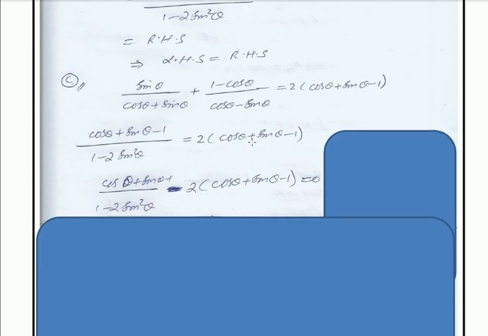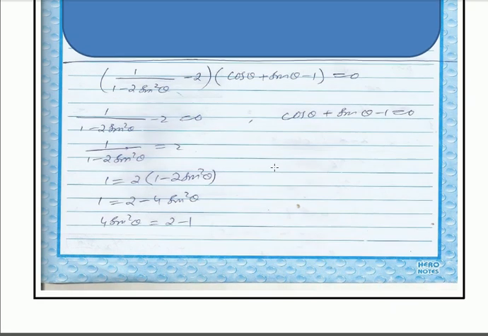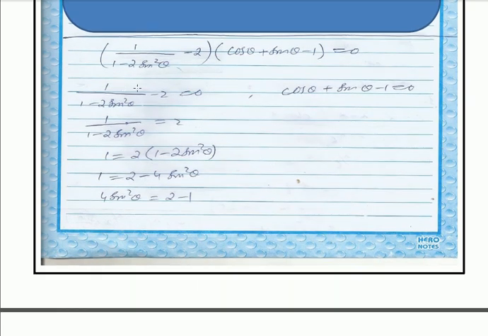In part C, as given, sin theta over (cos theta plus sin theta) plus (1 minus cos theta) over (cos theta minus sin theta) equals 2 into (cos theta plus sin theta minus 1). So we shall use the part which we have solved earlier. By simplification we get (cos theta plus sin theta minus 1) over (1 minus 2 sin square theta) minus 2 into (cos theta plus sin theta minus 1) equal to 0.